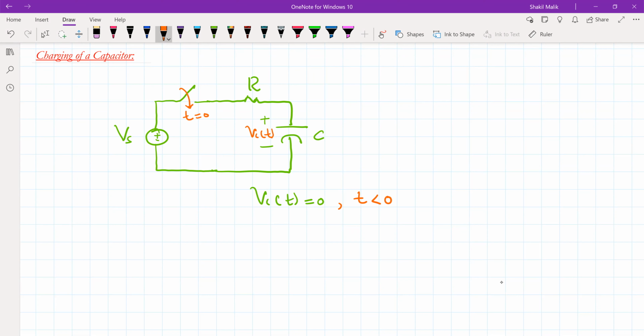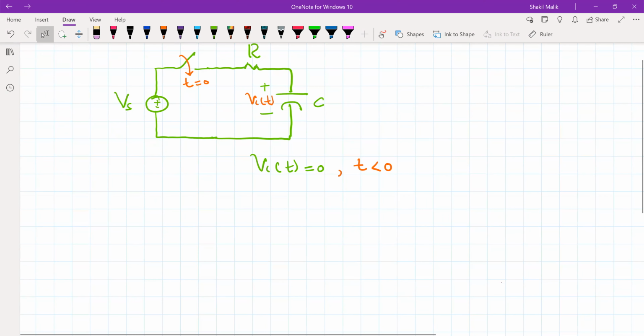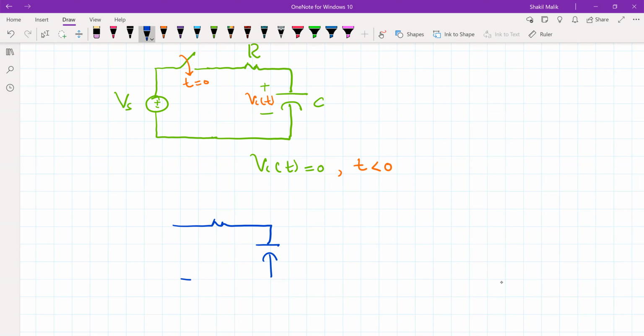So to do the analysis of this circuit, we'll redraw the circuit, the one that's valid for t greater than or equal to 0. We know the voltage across the capacitor for t less than 0 is 0, so that's already determined. Now, what will happen to the capacitor voltage for t greater than or equal to 0 when we connect to this source voltage? So let's redraw the circuit that's valid for t greater than or equal to 0. Now we are connecting this switch.